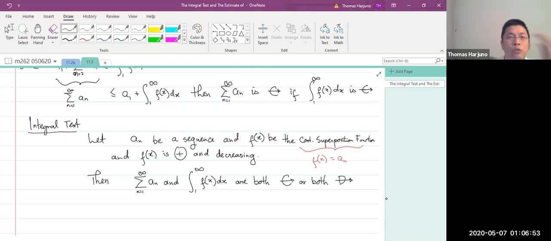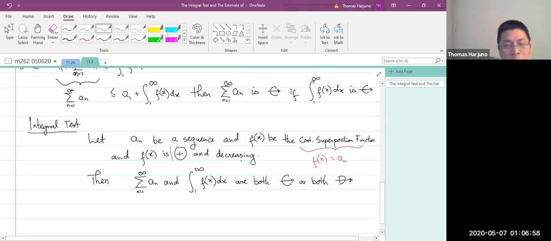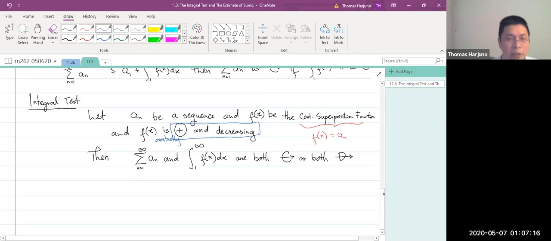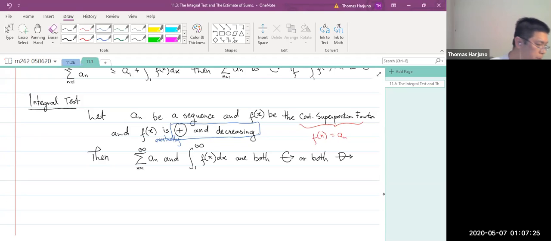Okay, now I want to add one emphasis: they don't need to be strictly positive and strictly decreasing. We just need eventually. If the continuous superposition function is eventually positive and eventually decreasing, then the integral and the series must be both convergent or both divergent.